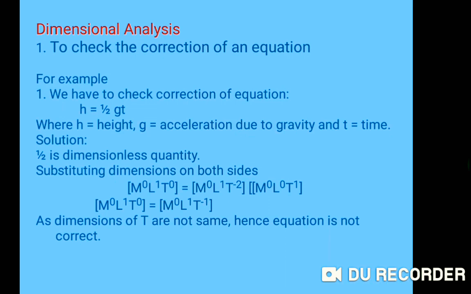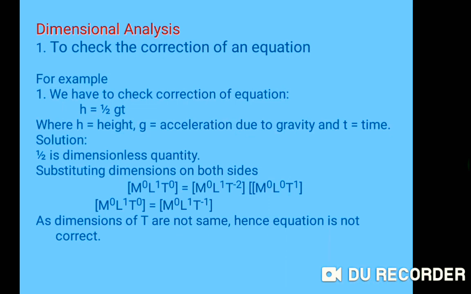So let's see. For example, we have to check the correctness of the equation h equals half g t, where h is height, g is acceleration due to gravity, and t is time. So let's start with the solution. Half is what? A dimensionless quantity, which means half does not have any dimensions.